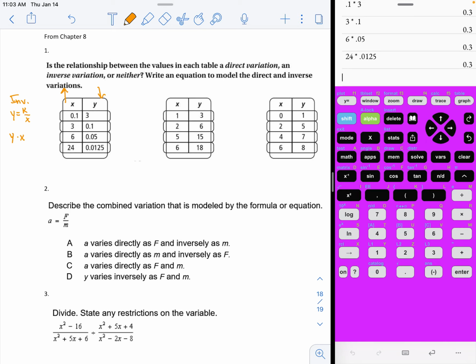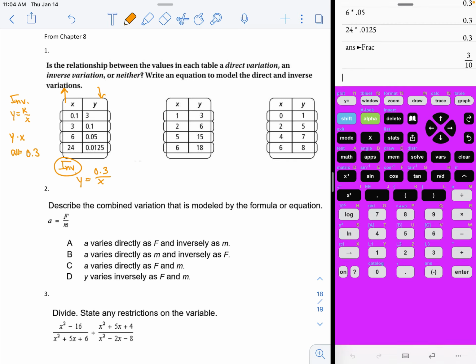All right, they all equal 0.3 when we multiply. So I'm going to write all equal 0.3. So I'm going to say that this is truly inverse. It does test out. And I'm going to write that y equals 0.3 over x. If you really want to be mathematically proper, we probably should write y equals 3 over 10x, because most mathematicians don't want a decimal inside of a fraction. But honestly, I'm happy with either one of these.